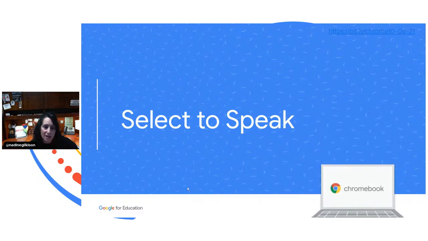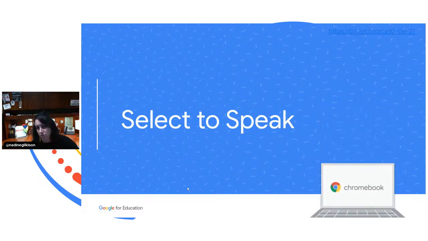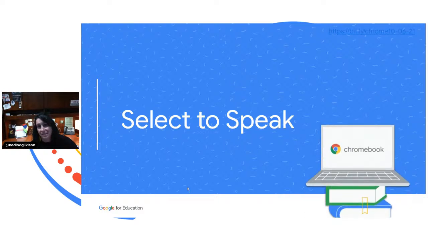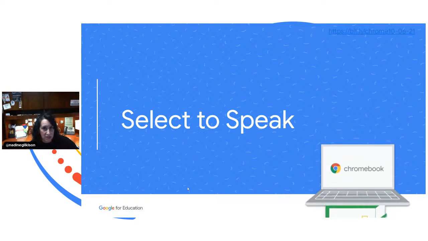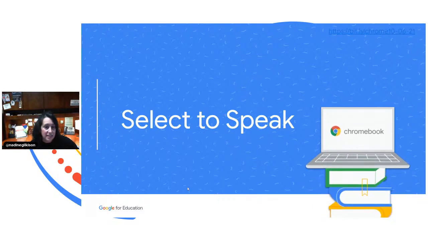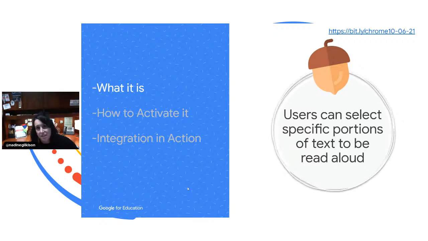One of the cool options that a Chromebook already has available to you is ChromeVox. When it's activated, it can read anything on the screen in front of you. With the latest update, they now have Select to Speak, which gives a user the option to select a specific portion of text that can be read aloud on that screen on the Chromebook.